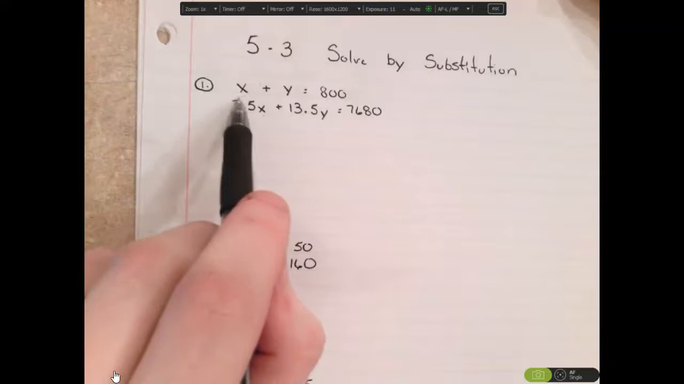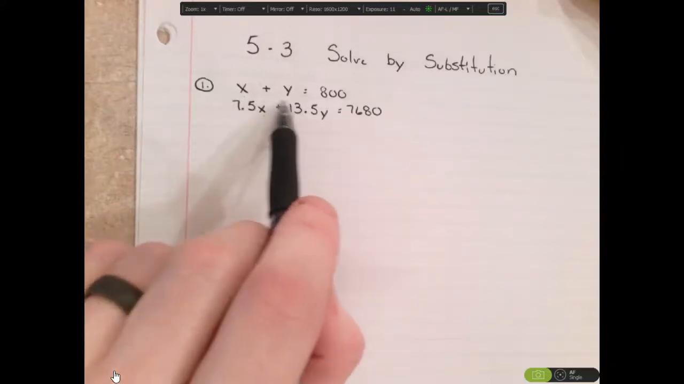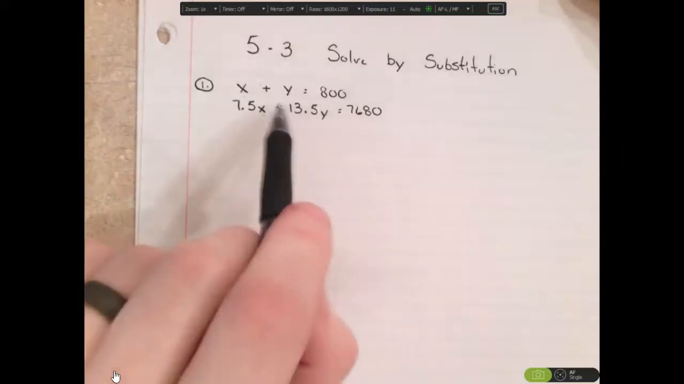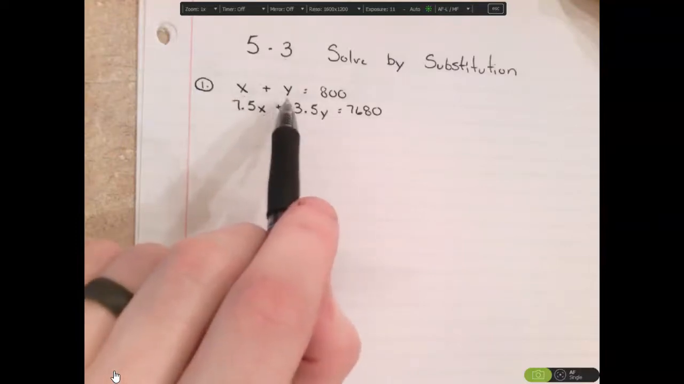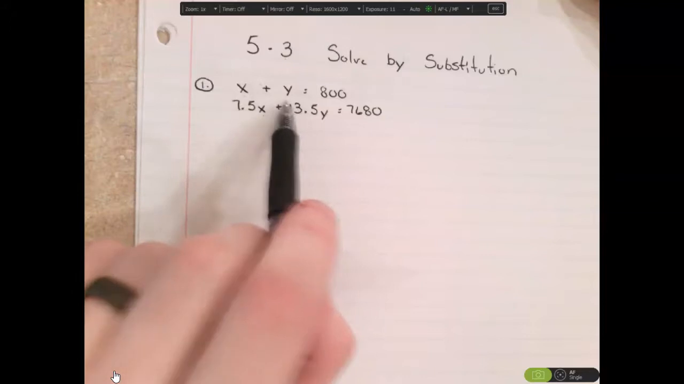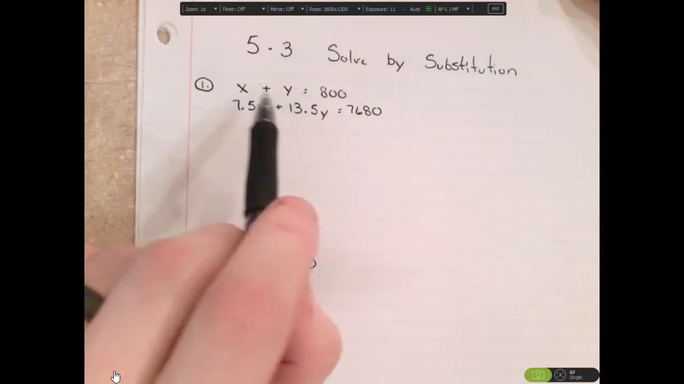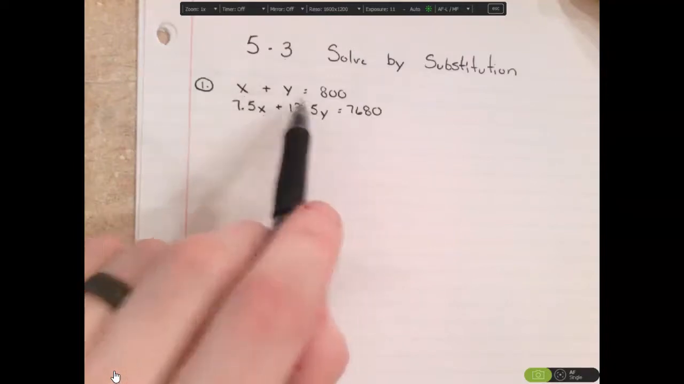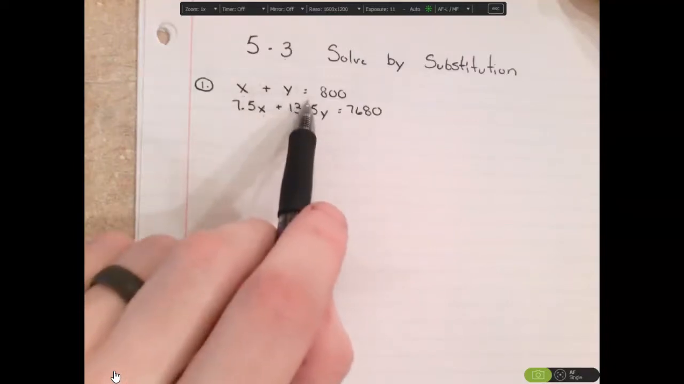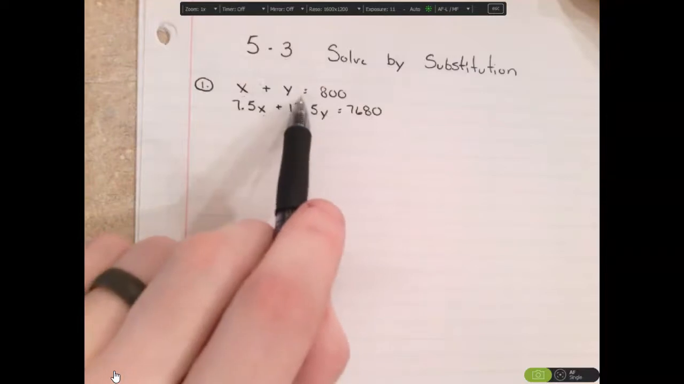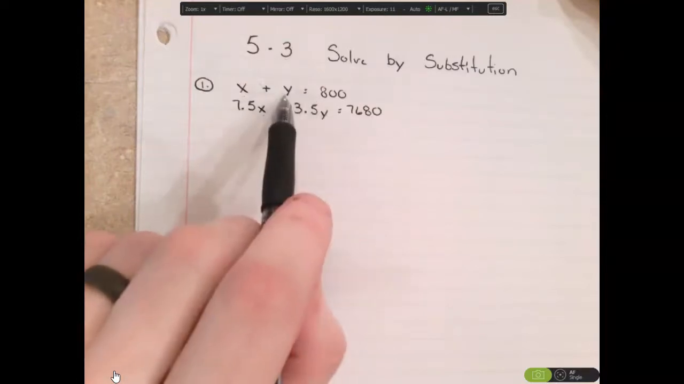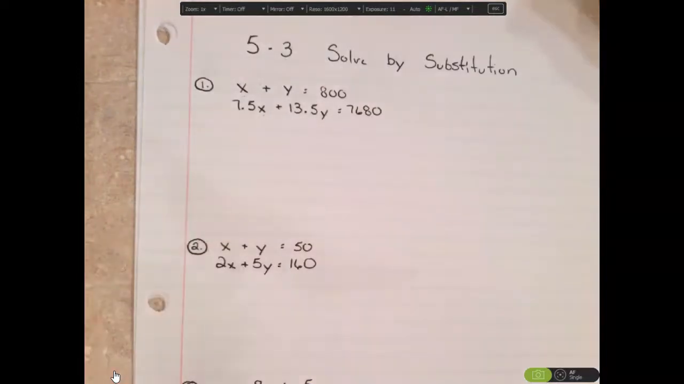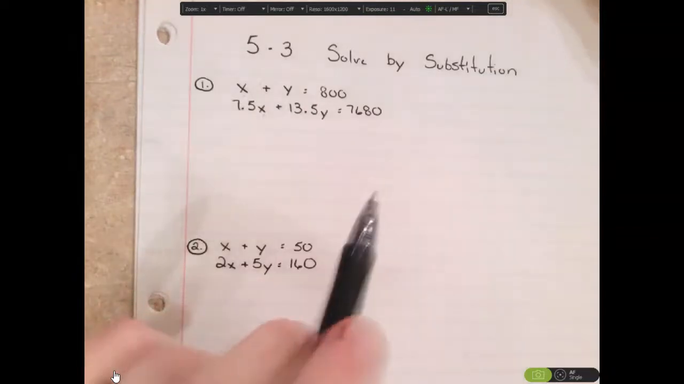Notice how on our first equation here, x plus y equals 800, there's nothing with x. There's also nothing with y. Whenever you have equations like this, these are going to be the easiest to get the variable by itself, to get it as x equals or y equals. There's only one step here. So I'm going to do this equation and get one of these variables by itself.